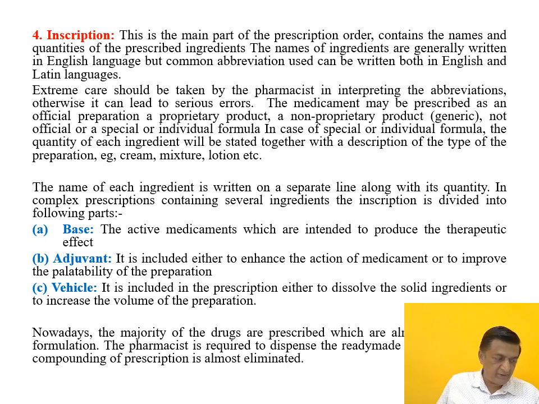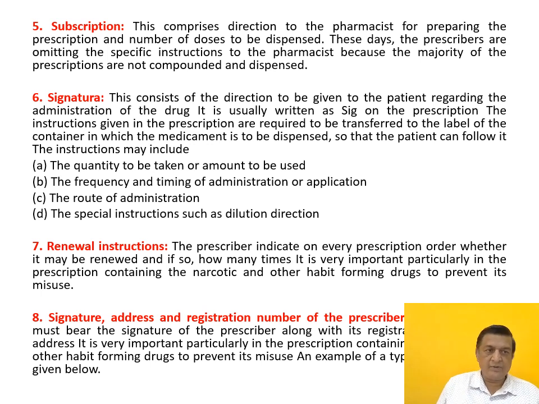So nowadays, since the majority of the drugs prescribed are already available in suitable formulations, the pharmacist is required to dispense the ready-made drugs. So compounding of prescription is almost eliminated. Today compounding is obsolete because almost all the drugs are readily available in dosage forms in the market. So next, coming to superscription.